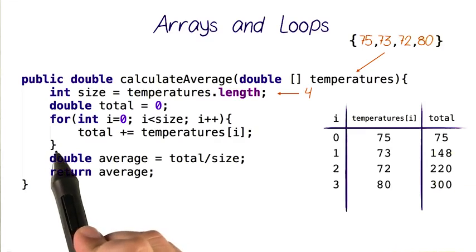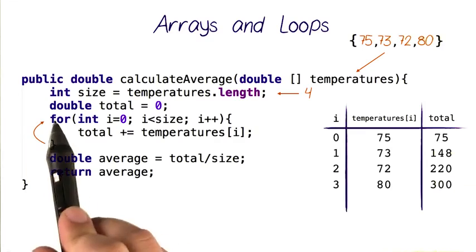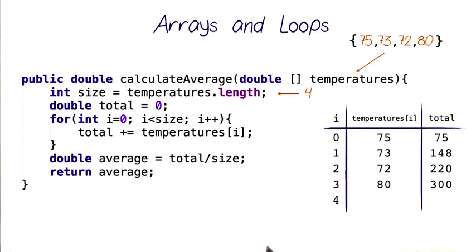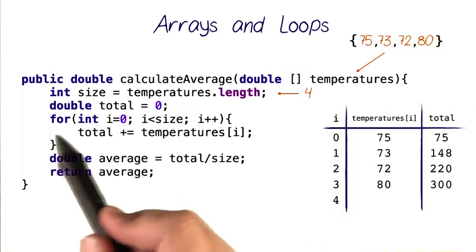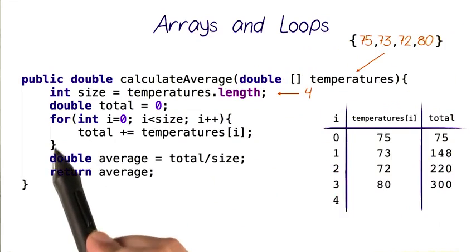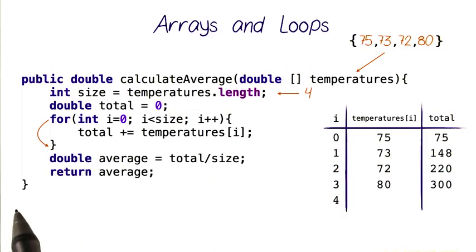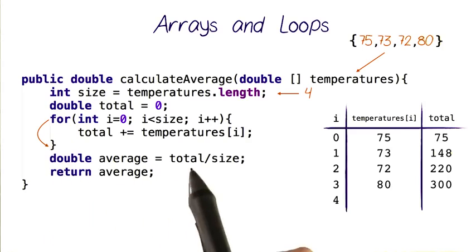And then at the last iteration, once we get this closing bracket, we go back up, increment I, which makes it 4, but now 4 is no longer less than size. So we do not step into that loop, and we basically just jump all the way down to the closing bracket down here. Now that we're done with the loop, we calculate the average by dividing total with size.